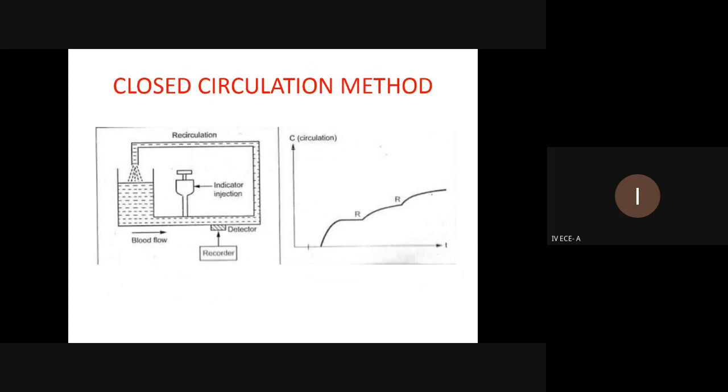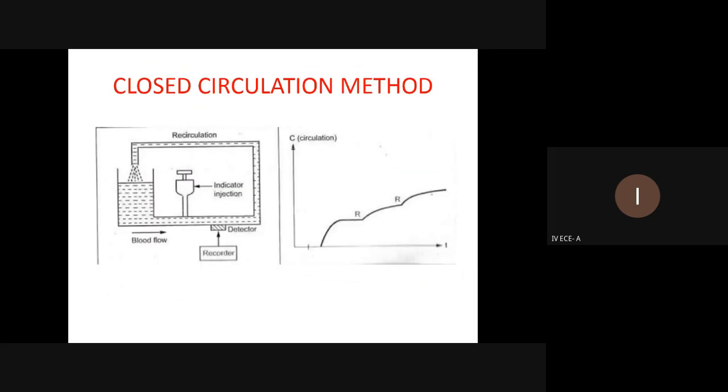Then the closed circulation method. In this method, when a dye or isotope is used as an indicator, the concentration does not assume a steady state. Instead, it increases in steps whenever the recirculated indicator again passes through the detector. This method is based on the assumption that the blood is being circulated. Here the indicator is first injected and its concentration is measured with the help of a detector, and when the indicator is again recirculated, the concentration increases step by step. This is shown in this graph. So this is the closed circulation method.